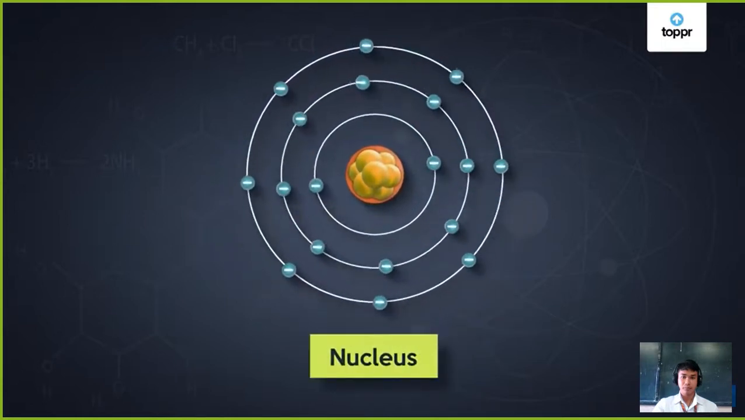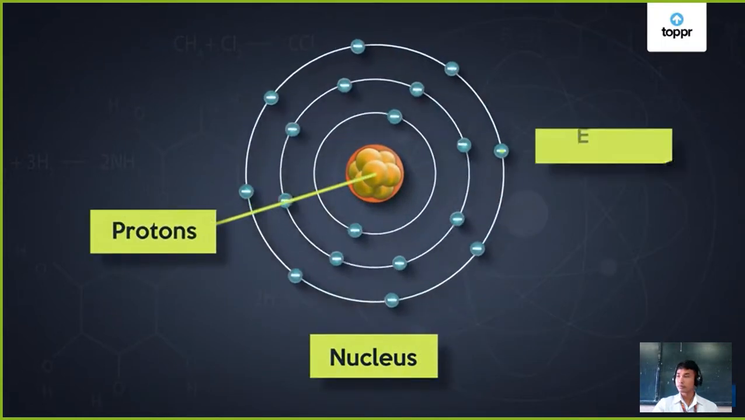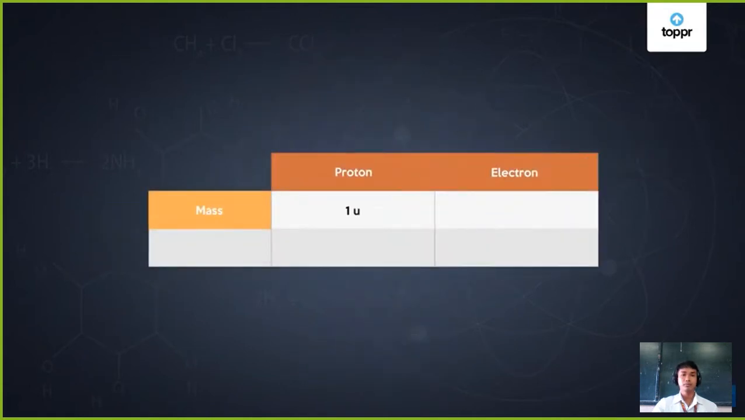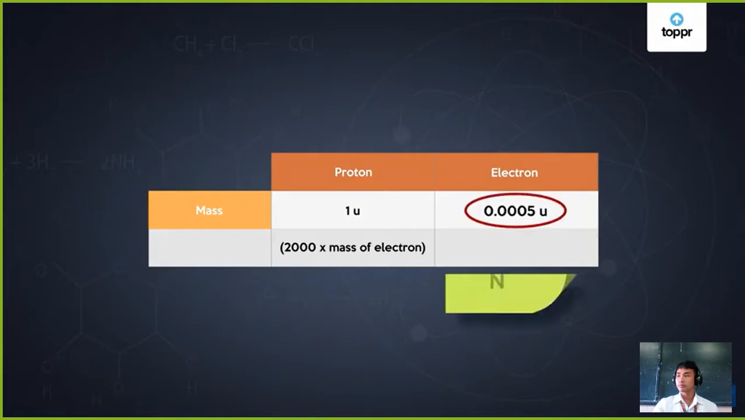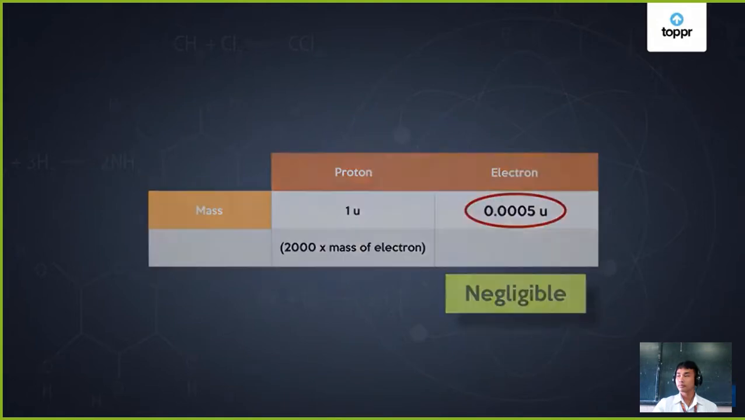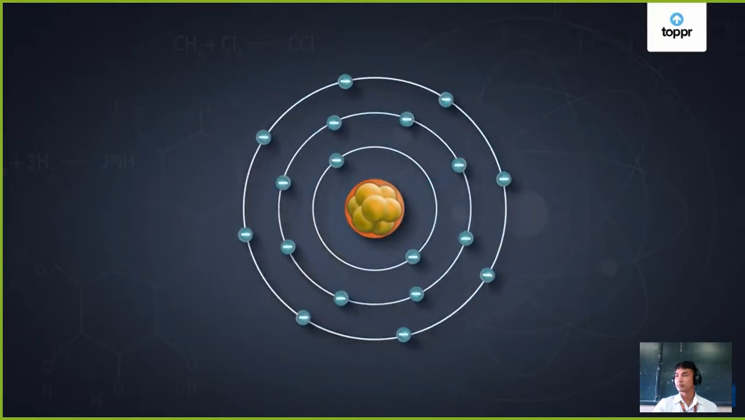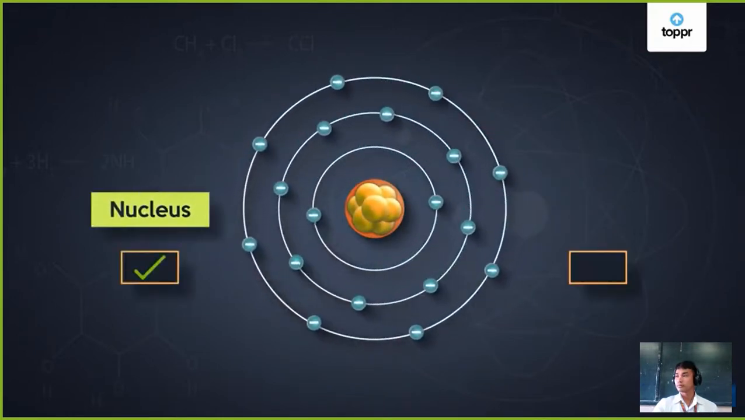Let's see how protons differ from electrons now. The mass of a proton is almost 1 U and it is almost 2000 times that of an electron. Comparing the two, we can say that the mass of an electron is negligible. Therefore, the mass of an atom is mostly contributed by the nucleus and not the electrons.